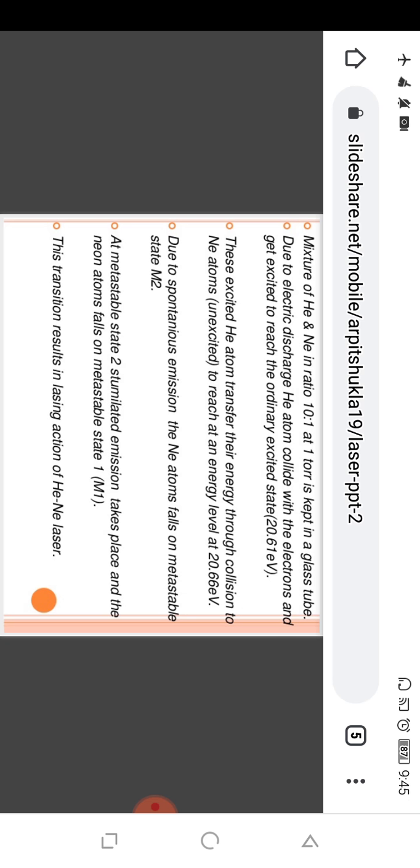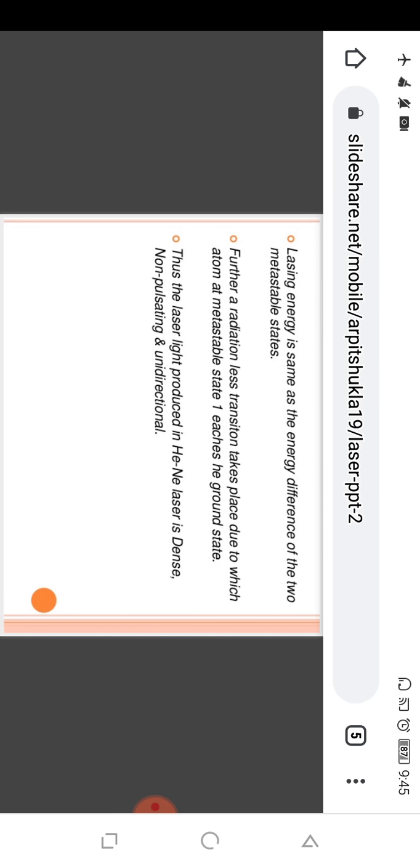And here, what are the other construction details? Helium and neon are in the ratio of 10:1 at a pressure of 1 torr. Due to electric discharge, the helium atom collides with the electrons and gets excited at an energy of 20.61 electron volts. These helium atoms transfer their energy to the neons. Due to spontaneous emission, the neon atoms move to the metastable state. From metastable state 2, stimulated emission happens and it falls down to metastable 1. And once again, from metastable 1 to the ground state, another transition happens.